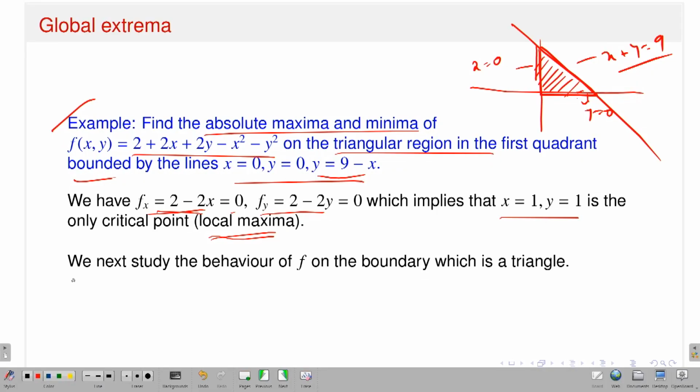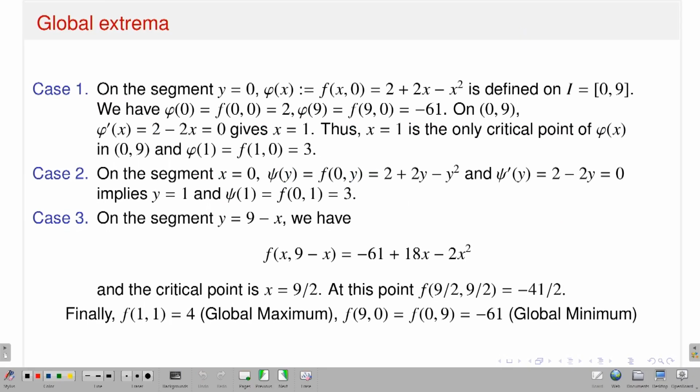Now we next study the behavior of f on the boundary, which is a triangle. Earlier it was a square, now it is a triangle. On that boundary I have to see whether there is any critical point or some points where I have to check whether maxima or minima exist or not. So case 1: you have 3 lines, so you pick one variable fixed, think about the x axis or y axis, and the line x plus y equal to 9.